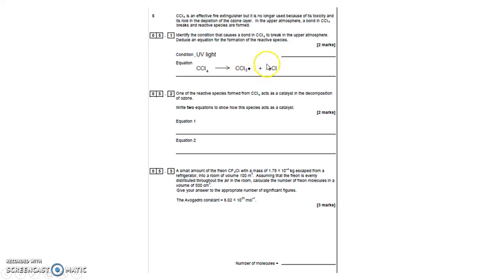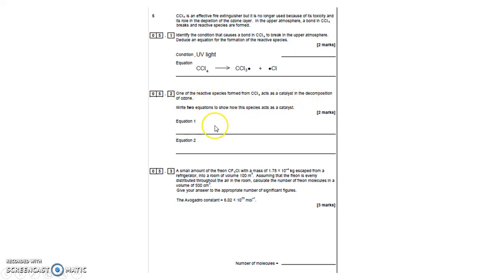That unbonded electron on the Cl and on this radical as well makes both of these very reactive. One of the reactive species from CCl4 is this one, and it acts as a catalyst. It means it's going to be reformed in the decomposition, that's the breakdown of ozone. Write the 2 equations to show how the species acts as a catalyst. Well, first of all, we need Cl dot, that's the reactive species, and it's going to break down ozone.